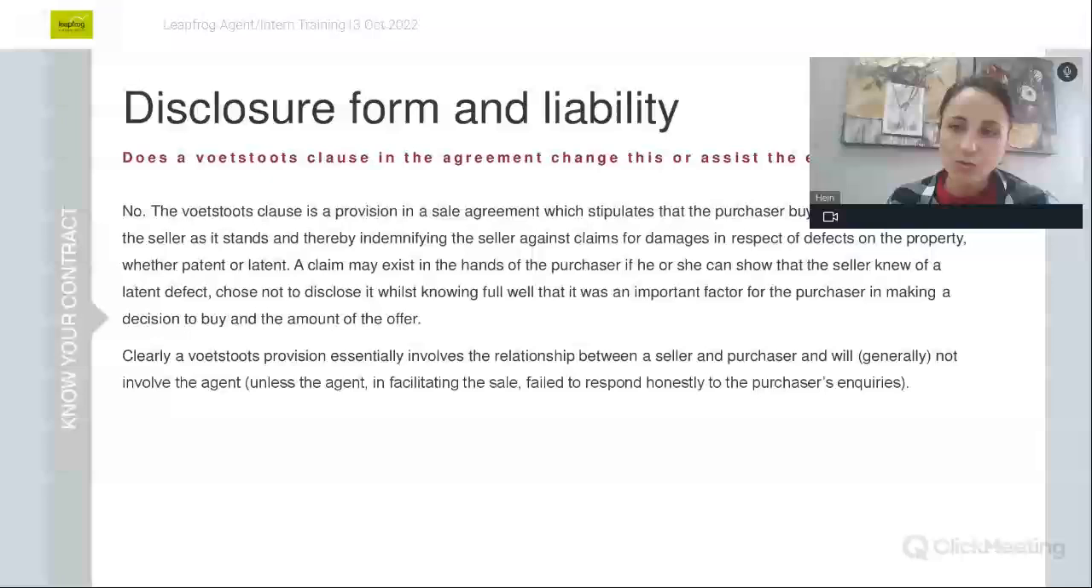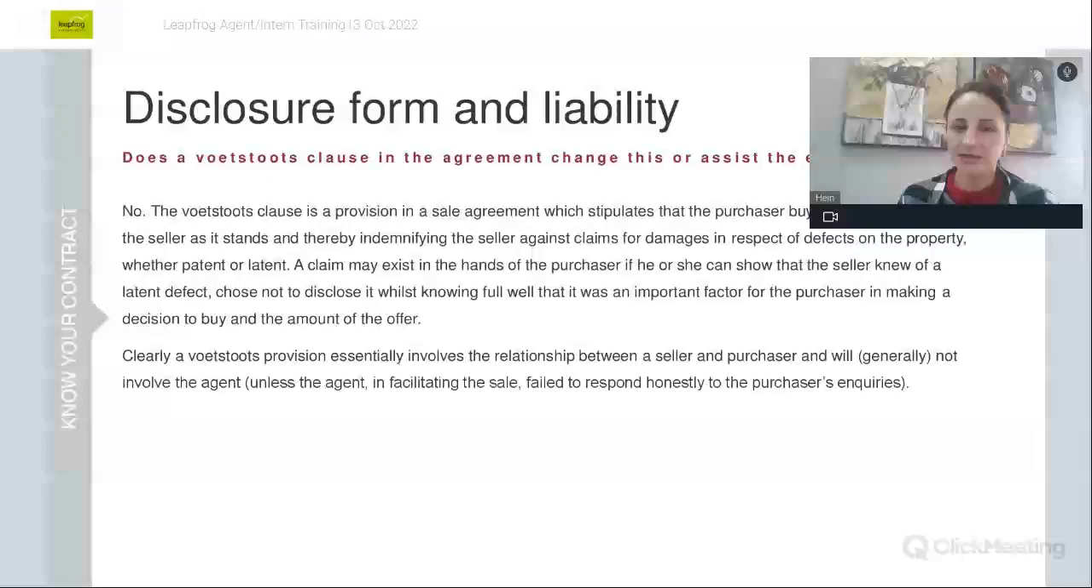Okay. What about the Voetstoots clause and your mandate? How are you protected as estate agents with the Voetstoots clause in your contract? Now, the law on this is quite technical, because as agents, you are the seller's agent. So you are an extension of the seller, right? You can only go on your instructions, on what your seller tells you. But the Voetstoots clause regulates the relationship between your buyer and your seller.